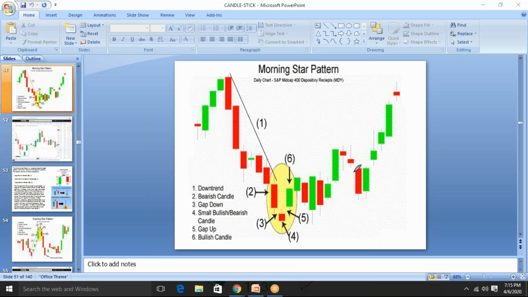So when you observe this pattern, it clearly appears like a morning star. That's why the name is given. It is clearly similar to a morning star candle, so the name is given based on that.